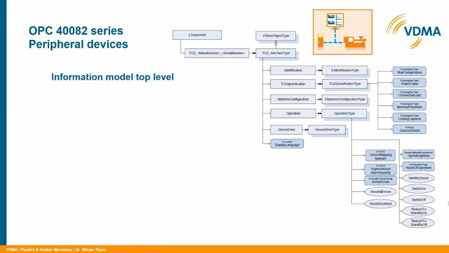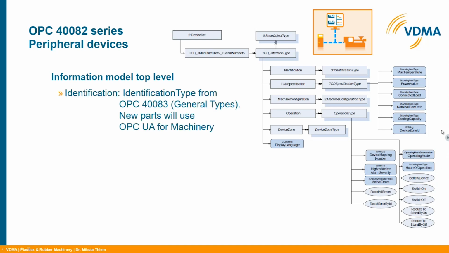Now, I would like to give you an example of one information model. This is the top level of the information model of the 40082 part 1 for temperature control devices. But as I said, all parts of the specification look rather similar. So we often, or every time, have an identification object. And as you can see here, in this case, the identification is from the identification type.